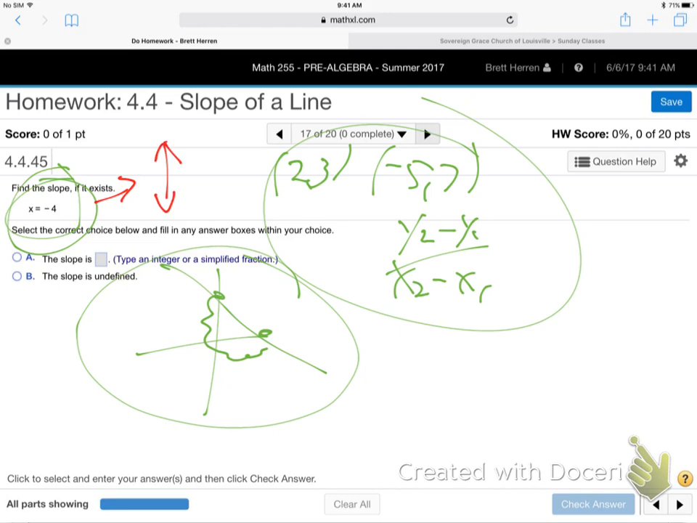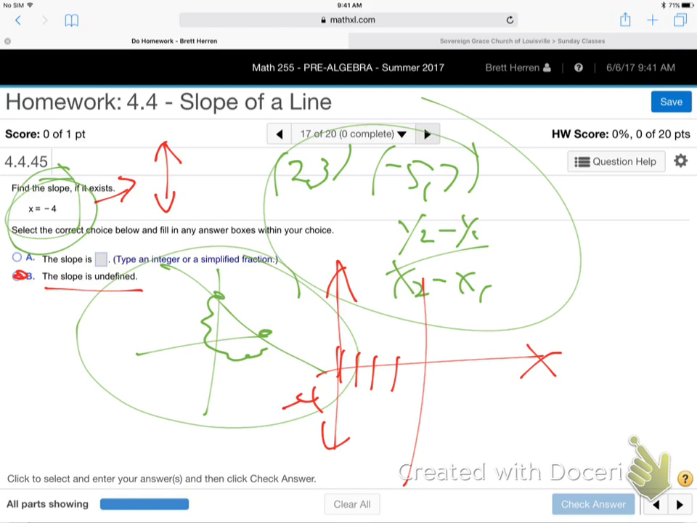Remember when there's only x? You could graph it if that helps. X is -4. 1, 2, 3, 4. Back at -4. There it is on the x-axis, right? It's a vertical line. You don't have to graph it, you know. But anyway, it's a vertical line, and a vertical line has undefined slope.